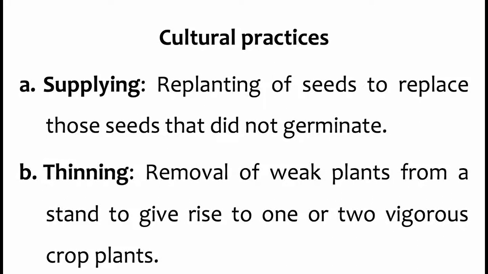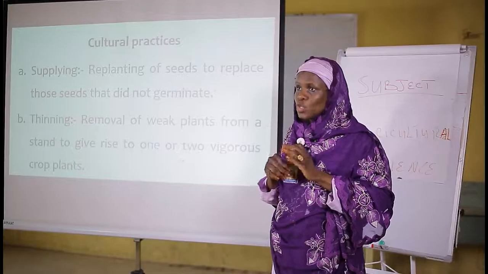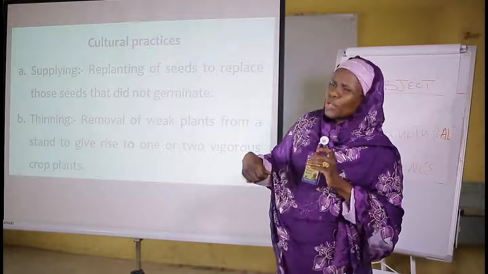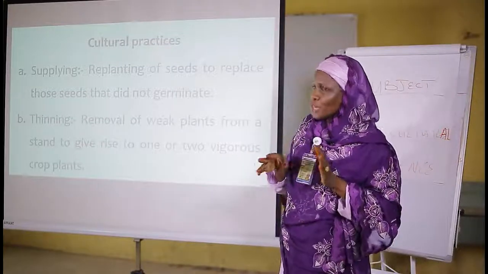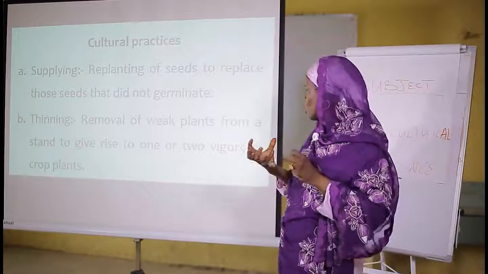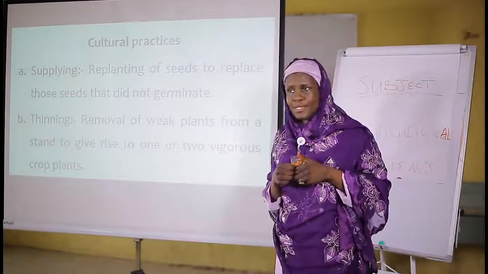B is thinning. Thinning is the removal of weak plants from the stand to raise one or two vigorous crop plants. That is, when you are thinning, you are removing the weak plants. The ones that are already weak, you have to remove them and allow a chance for the few vigorous crop plants.